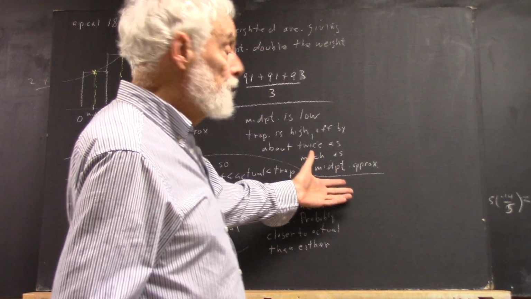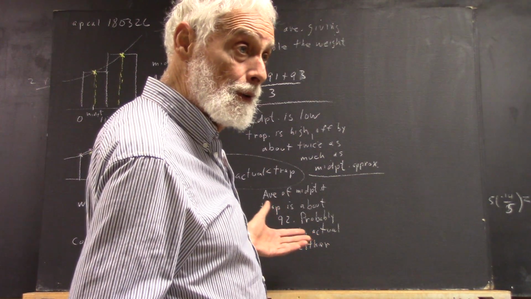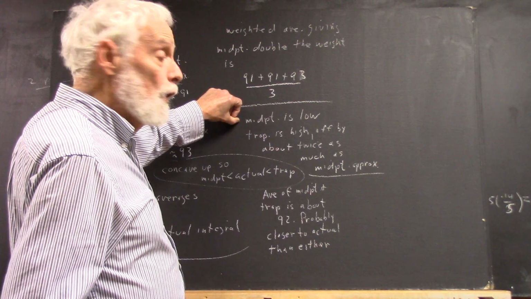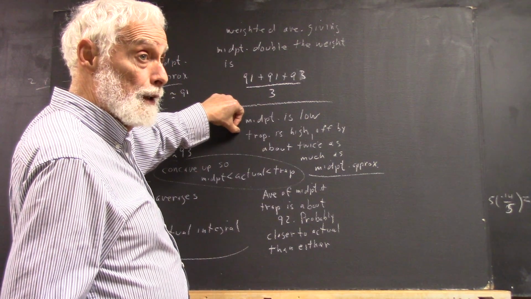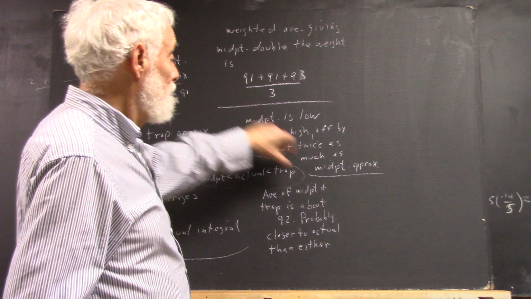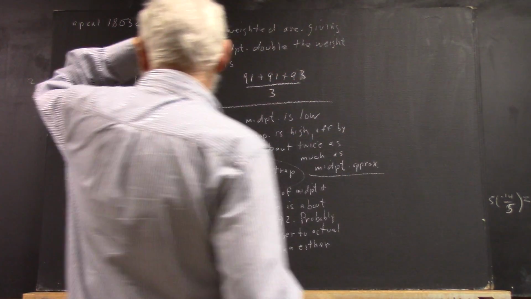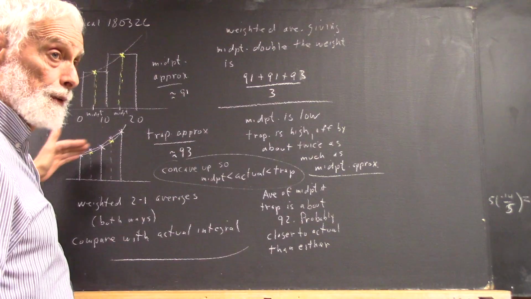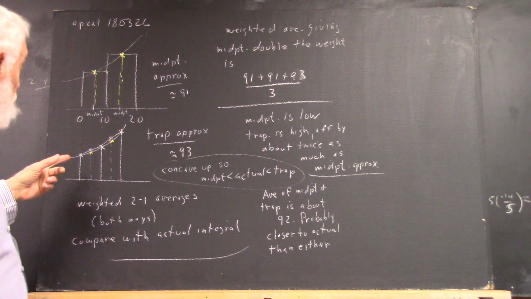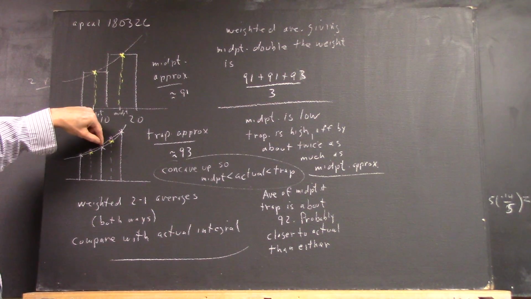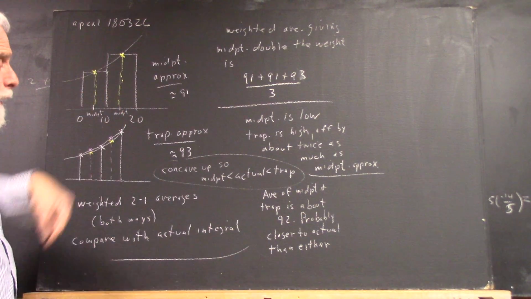I mean, this is always approximately the case. The midpoint is low by about half as much as the trap is high. So when you average them, you get very, very close. Now there are reasons. The trapezoidal approximation is a linear approximation. You're just going linearly from one point to the next. Okay?